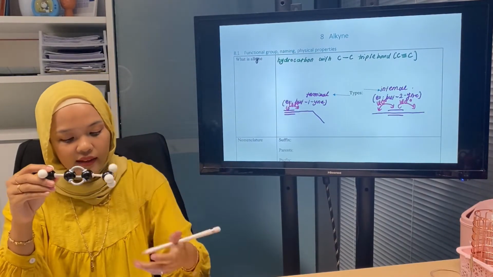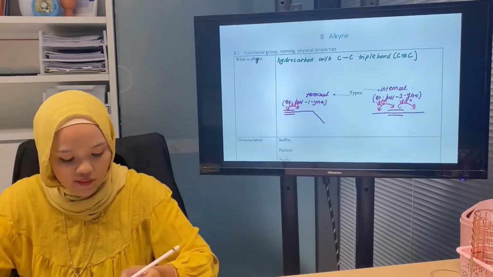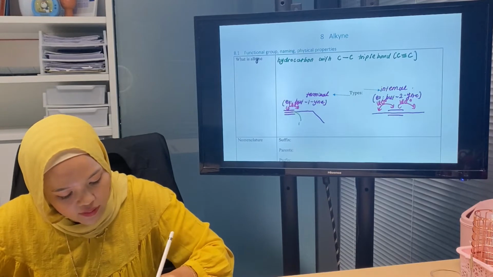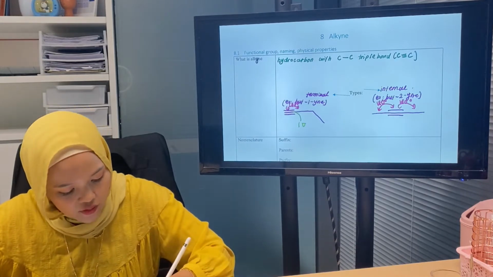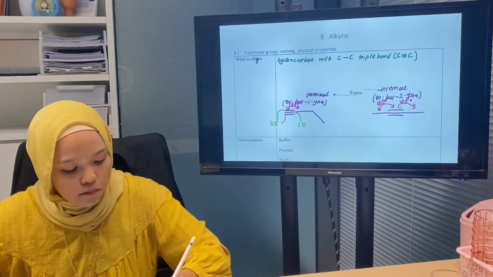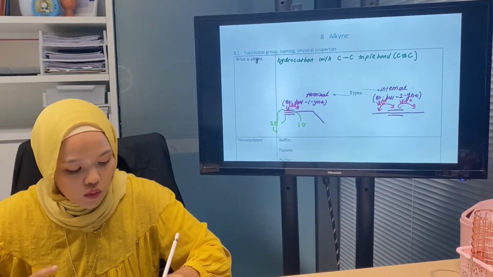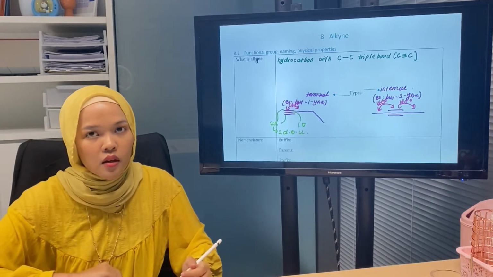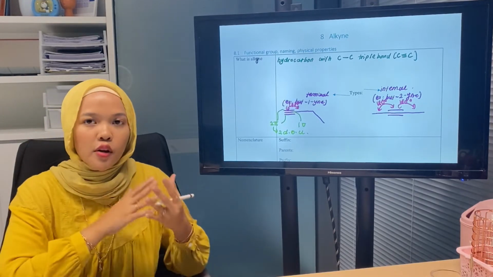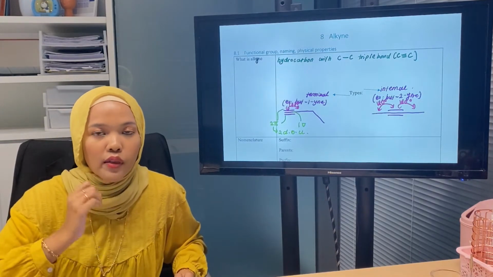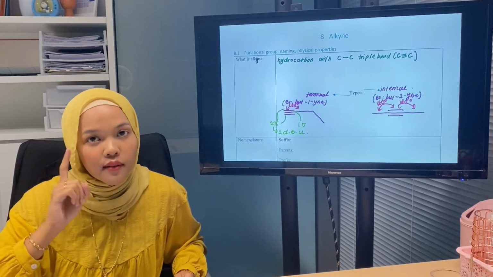Okay, and you also see that in this straight chain, you have 1 sigma bond and 2 pi bonds. So 2 pi bonds will equate to 2 degrees of unsaturation. For your information, we can also have a compound with more than 1 triple bond.